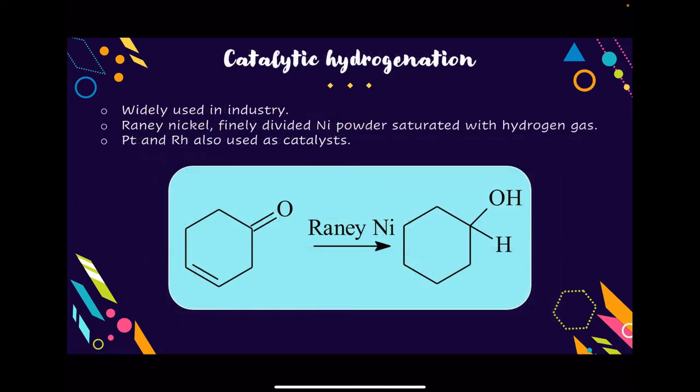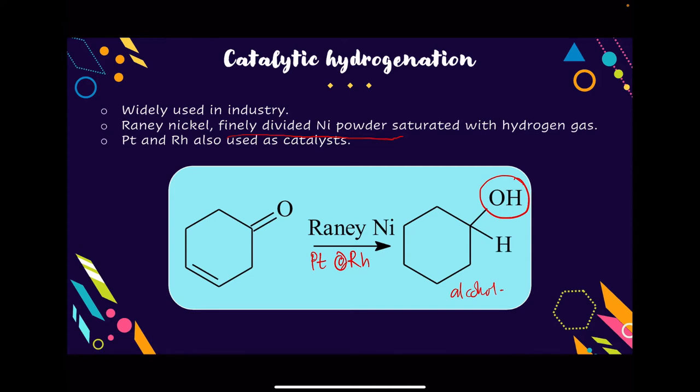Next is the reaction of catalytic hydrogenation. In the reaction, the carbonyl compound reacts with Raney nickel, which is the finely divided nickel powder saturated with hydrogen gas. In the reaction, platinum or rhodium can also be used as a catalyst. So in the reaction, the carbonyl reacts with Raney nickel to form the alcohol compound. Either ketone or aldehyde will react with Raney nickel to form the alcohol compound. It means it only bonds with one hydroxyl group.